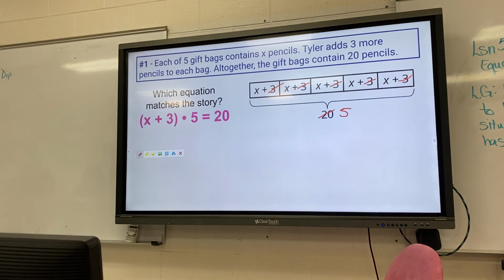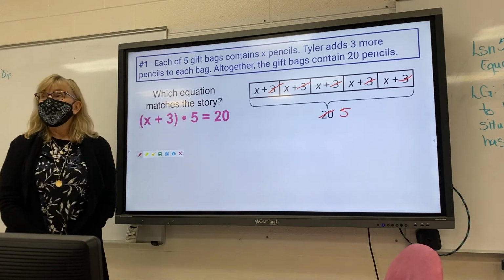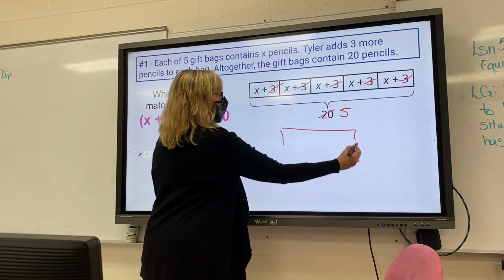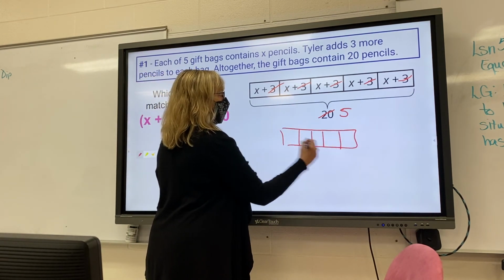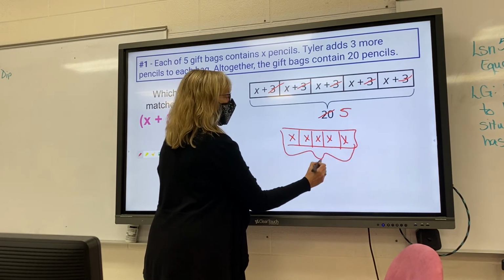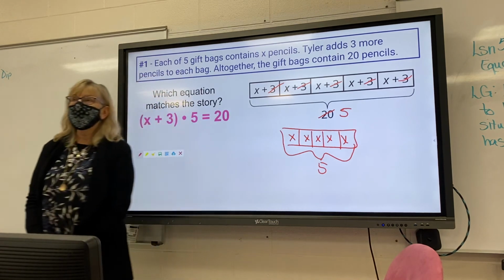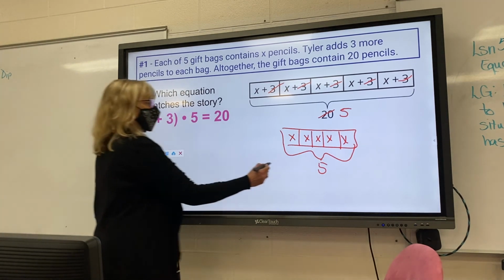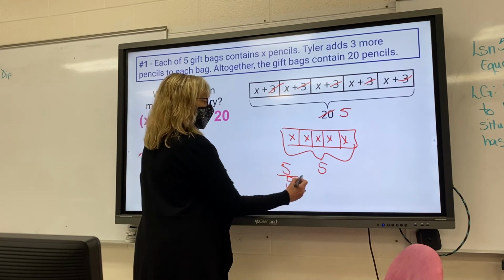Now what are you going to do with that 5? Multiply it by the 5. Now think about what you're seeing now. Now you have 5 boxes equals 5. I want to know what 1 box equals. Divide by 5. Okay. x equals 1.